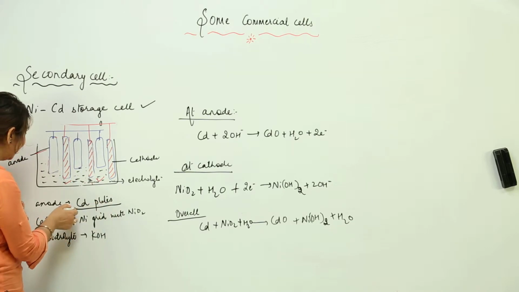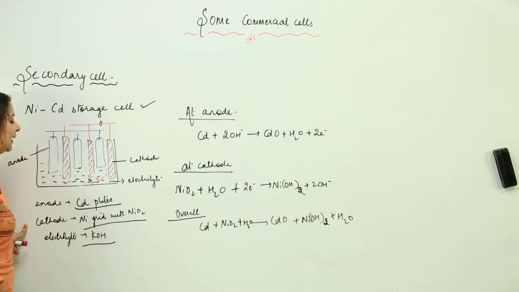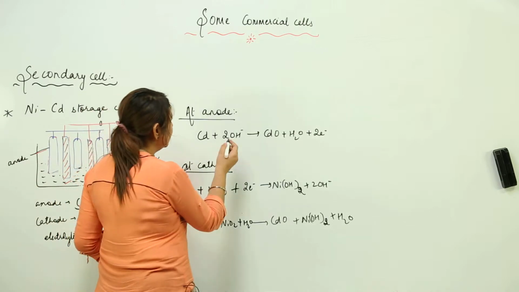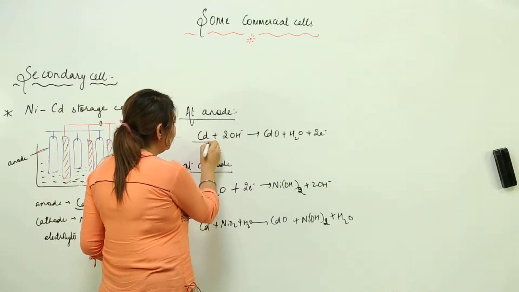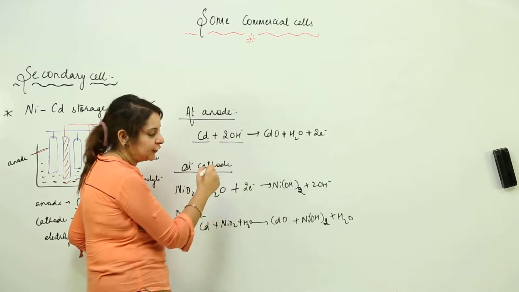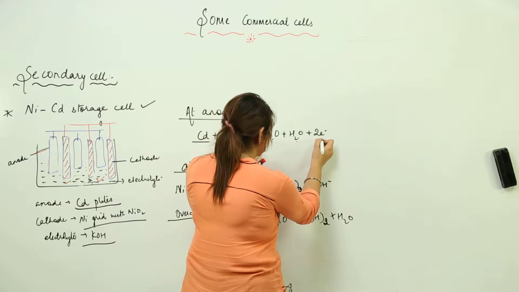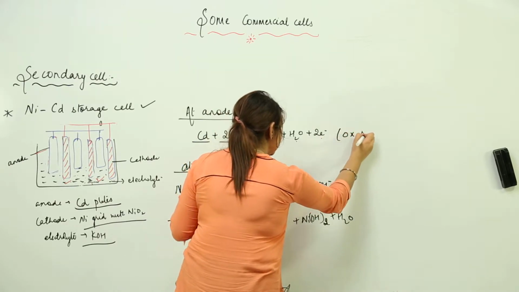Anode is cadmium plates, cathode is a metal grid, that is the nickel grid with nickel oxide, and the electrolyte is KOH. So at the anode, what we get to see is an oxidation: the cadmium loses 2 electrons and combines with the OH- ions of the solution, giving rise to cadmium oxide, water and 2 electrons. So that means oxidation has taken place.